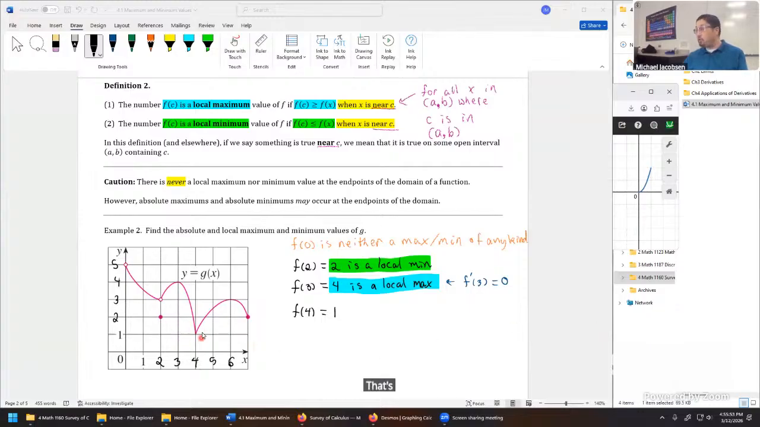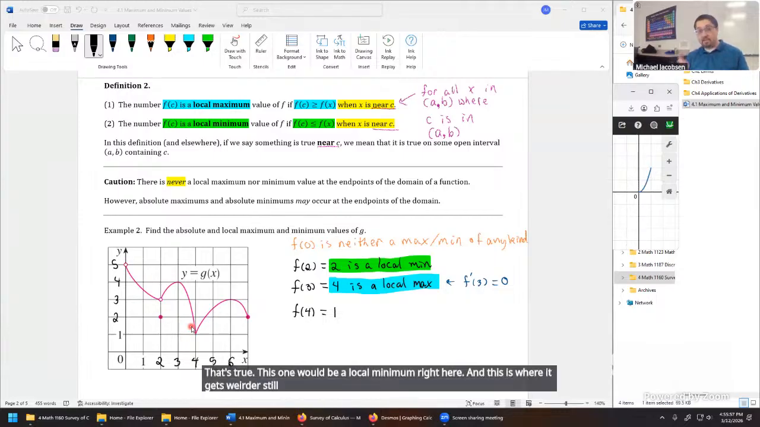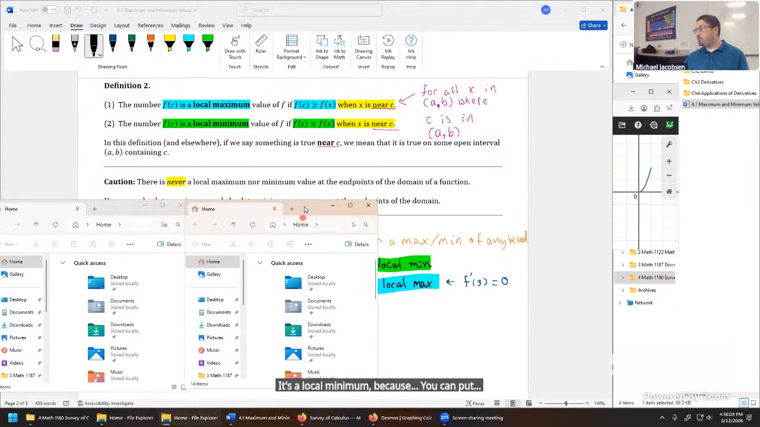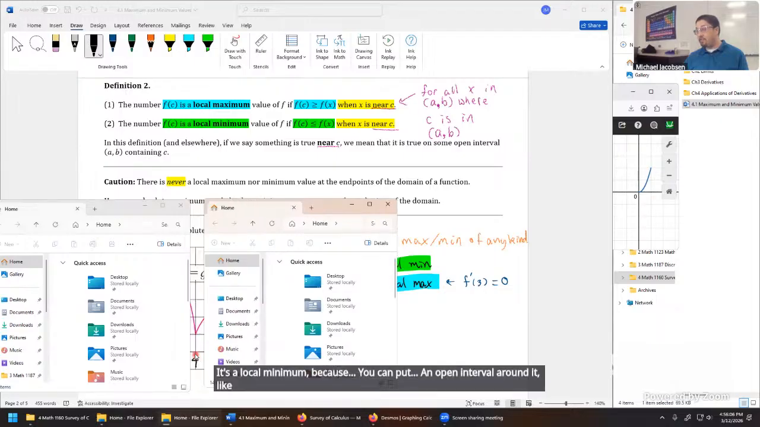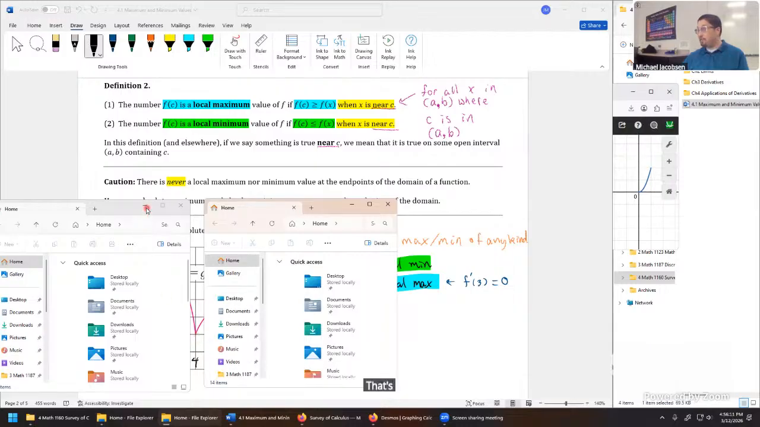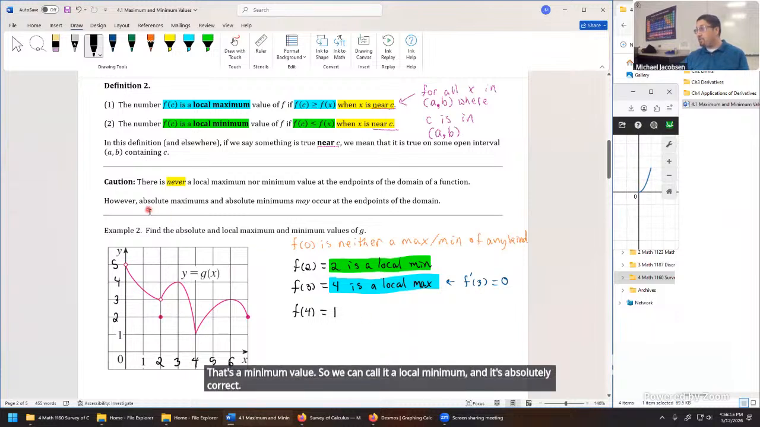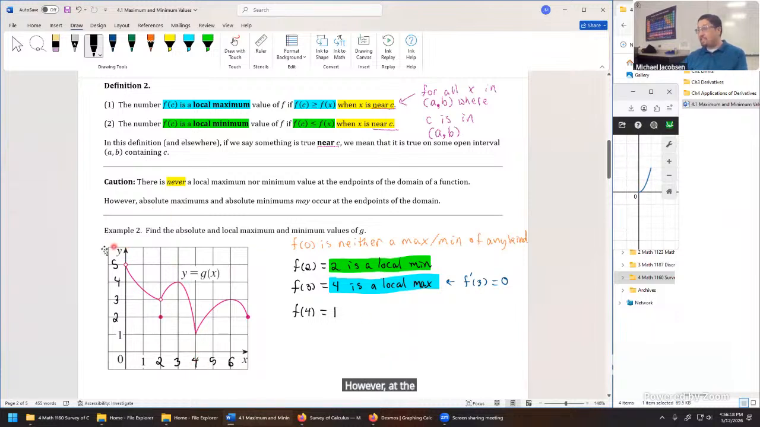That's true. This one would be a local minimum right here. And this is where it gets weirder still. It's a local minimum because you can put an open interval around it like this. And on a very short open interval containing 4, that's a minimum value. So we can call it a local minimum, and it's absolutely correct. However, at the same time, if we're looking at the entire landscape of the function, right at 4, that's the lowest point on the whole graph. 1 is the only spot it ever occurs, right at 4.